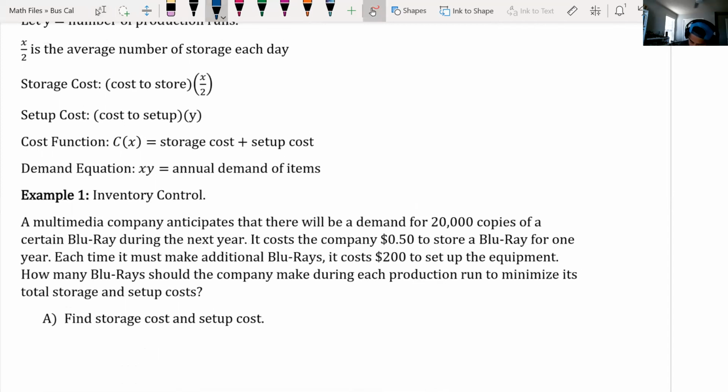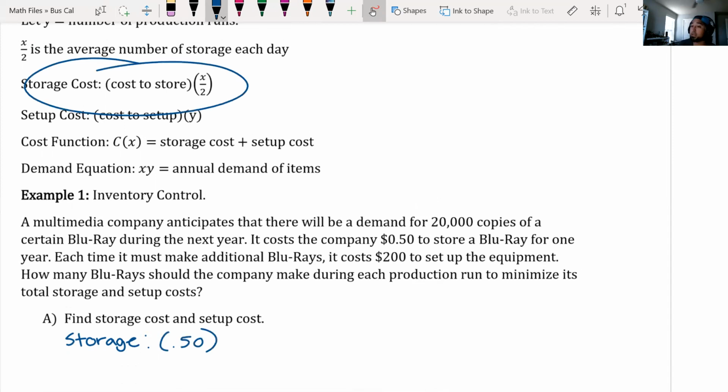All right, first up, we'll do storage. In the paragraph, how much does it cost to store a Blu-ray? 50 cents. And for storage cost, we take that 50 cents and multiply it by x over 2. And half of 50 cents is going to be 25 cents x. There's the storage cost.